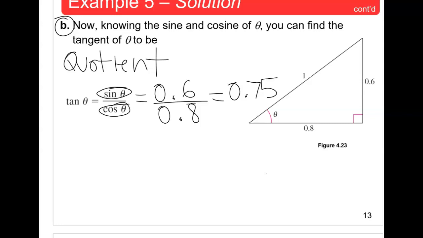So remember, sine was given to us, is here. This was the answer to part A, and this is the answer to part B.